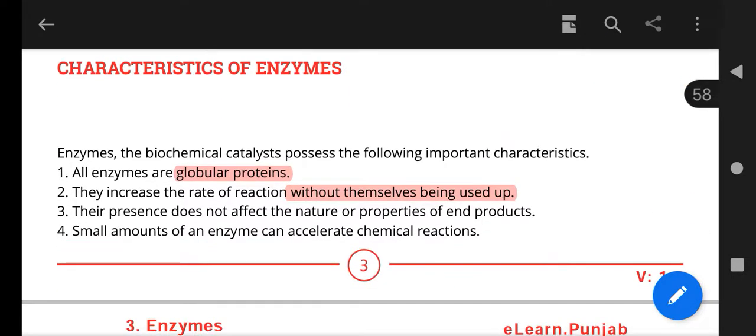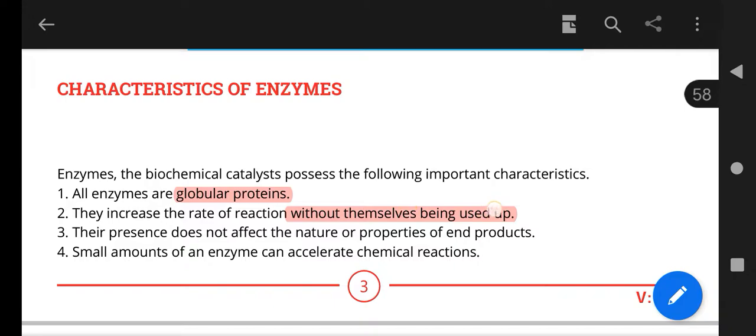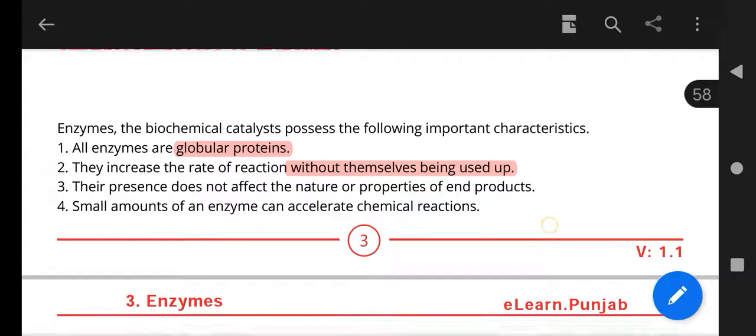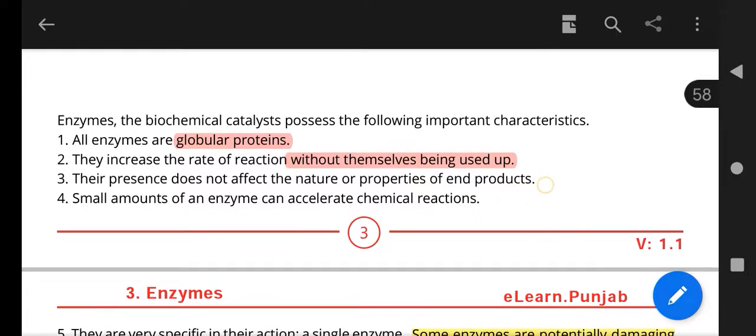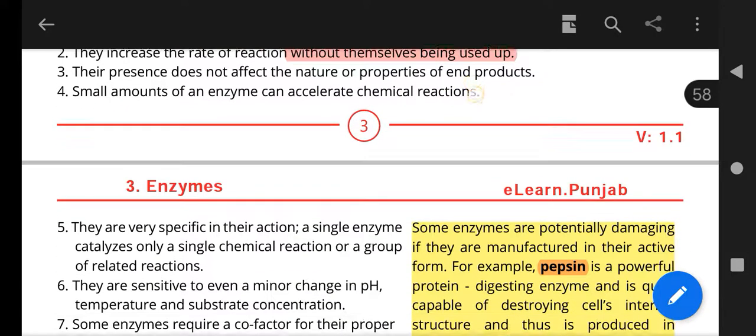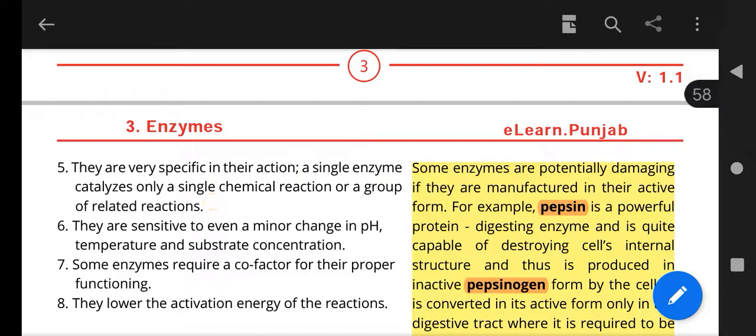So the next is the characteristics of enzymes. Enzymes are globular proteins, and they increase the rate of reaction without being used up. That is the reason they can be used in a small amount and can be used again and again. Their presence does not affect the nature or properties of the end product. Small amounts of enzyme can accelerate chemical reactions. They are very specific in nature. A single enzyme catalyzes only a single chemical reaction or a group of related reactions.